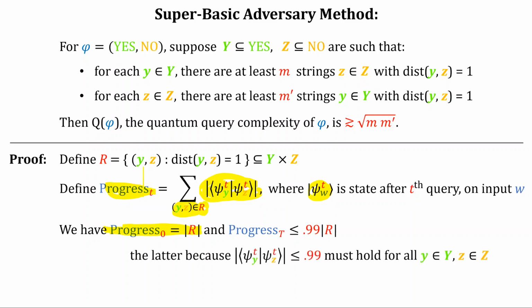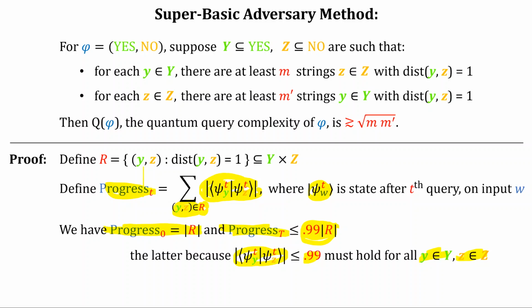On the other hand, we claim at the end, at time capital T, after all the queries have been done, the progress measure had better be smaller than 0.99 times capital R. That's basically for the reason we saw before. We know that for all pairs y, z in the relation capital R, y is in capital Y, you're supposed to say yes to it, and z is in capital Z, you're supposed to say no to it. So it better be the case that at the end of the algorithm, that is, little t should be capital T, the inner product between psi y and psi z in absolute value should be at most 0.99. And that should hold for every pair y, z in R, and therefore at the end of the algorithm, the progress measure is bounded above by 0.99 times cardinality of R.